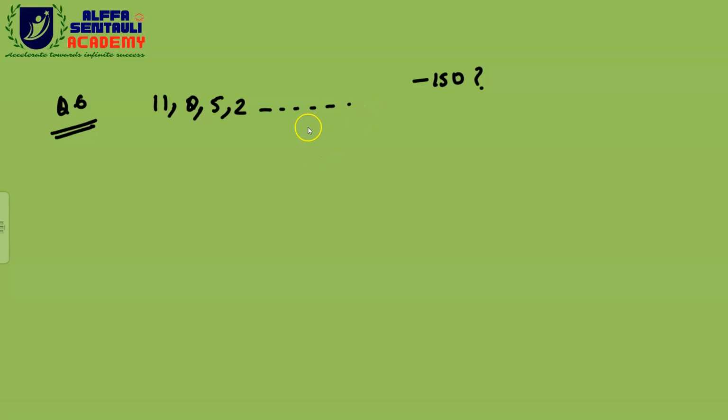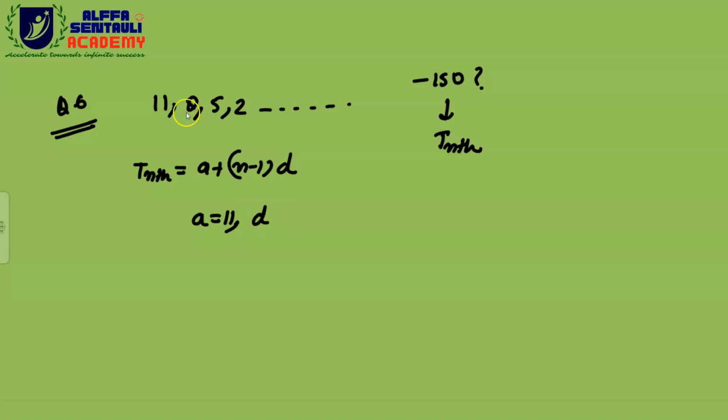See, I'll tell you how to solve this question. Let us assume this is our nth term. Correct? So if this is the nth term, then this should satisfy our equation. T nth is equal to A plus n minus 1 into D. What is the value of A? A is the first term. A is 11. Correct?